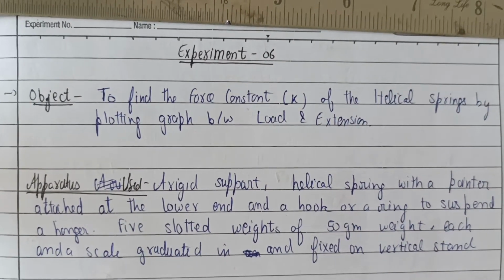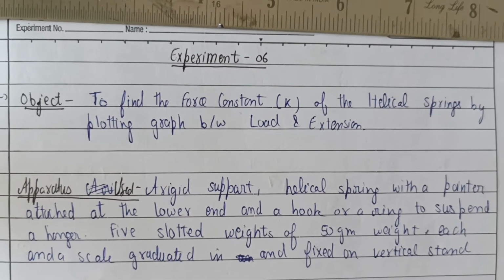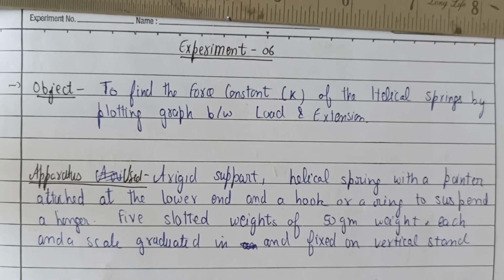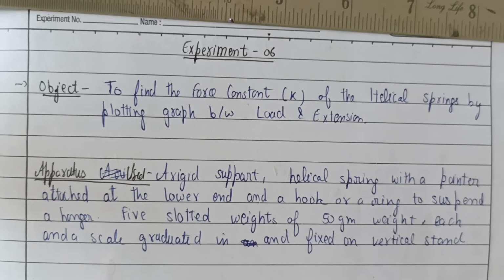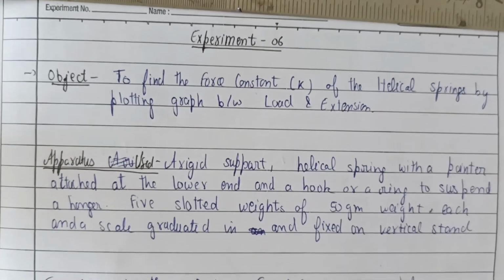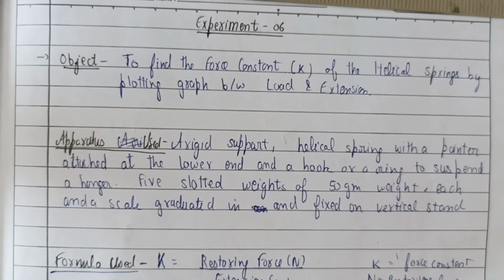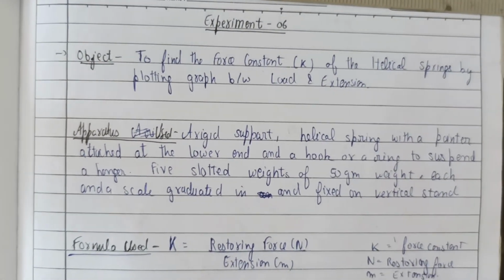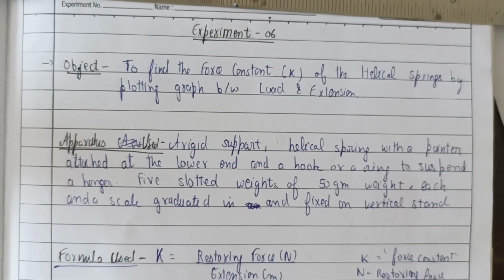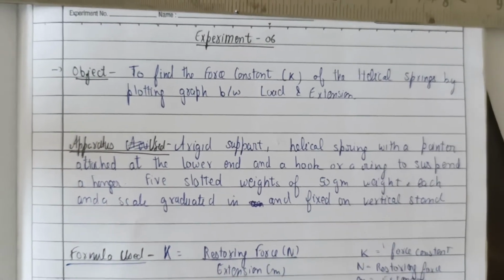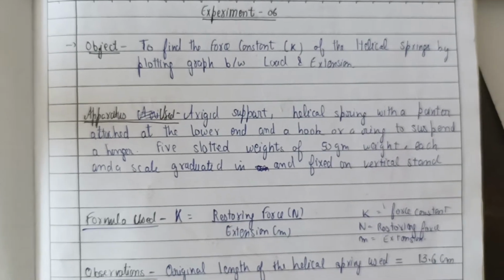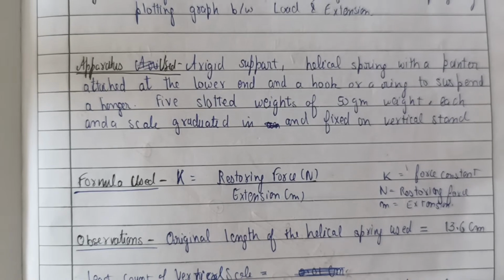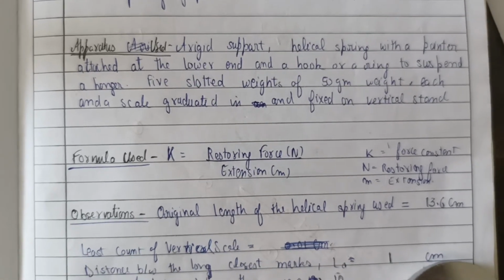The objective or aim of this experiment is to find the force constant of the helical spring by plotting a graph between load and extension. I am just repeating it the way you will write it in your notebook. Then the apparatus required is written over here, but you should also consult your lab manual, any CBSE lab manual. And this is the formula used, that is restoring force divided by the extension. In this way we will find the spring constant.